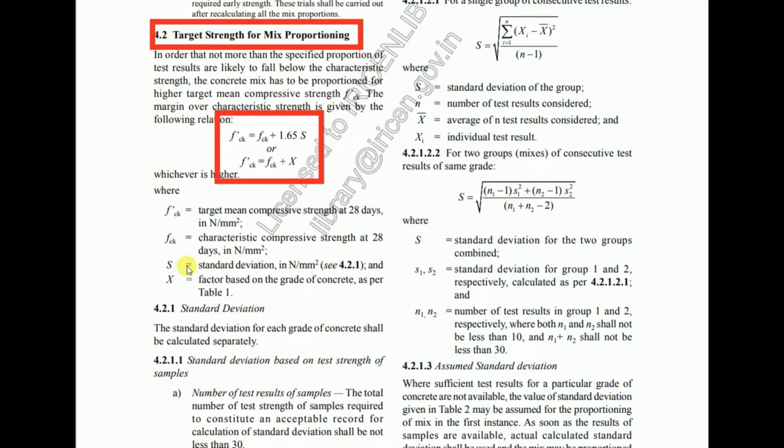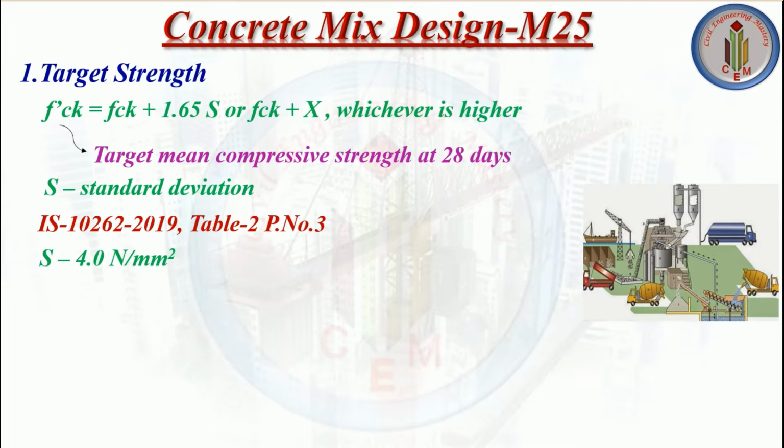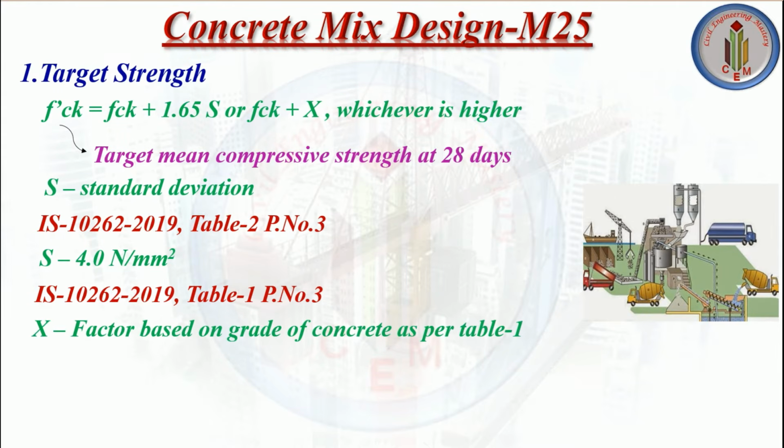So let's take these two values from table 1 and 2, standard deviation and factor. From table 1, we need to consider the value of X for M25 grade of concrete. The value of X will be 5.5 for M25 grade of concrete. Similarly, the standard deviation for M25 grade concrete is 4 Newton per millimeter square. From table 1 we find the X value, that is 5.5 Newton per millimeter square.